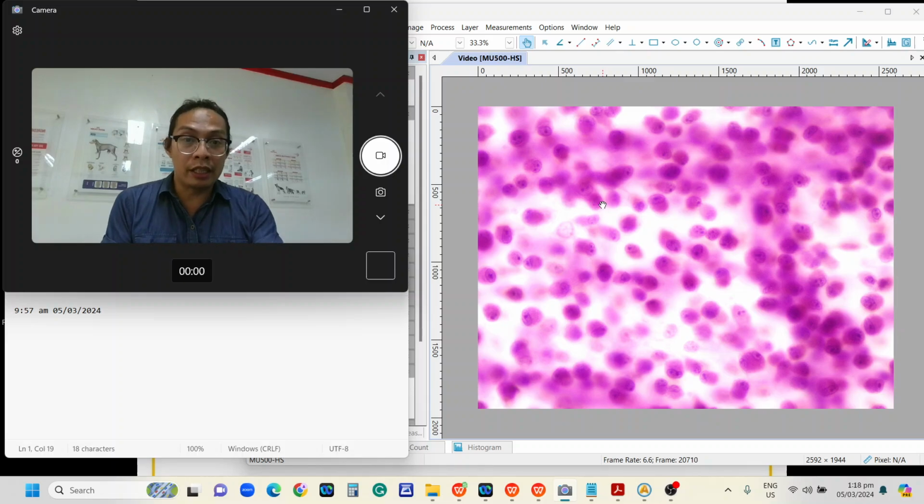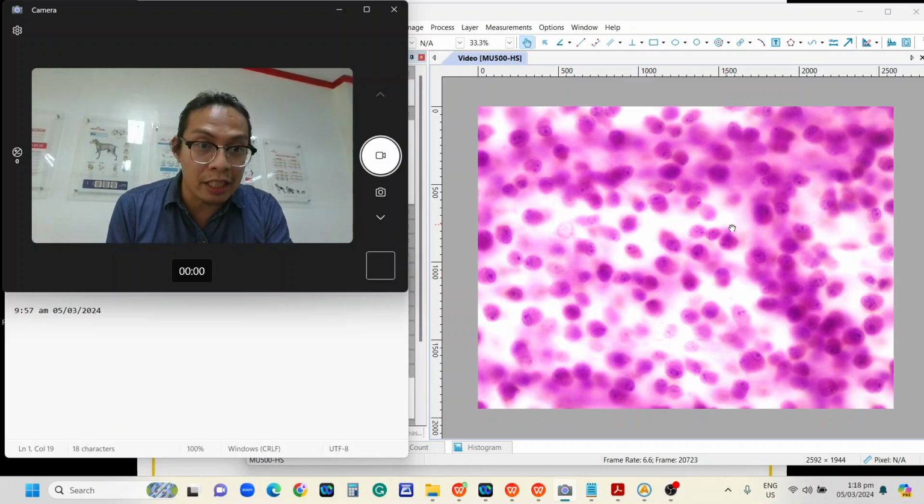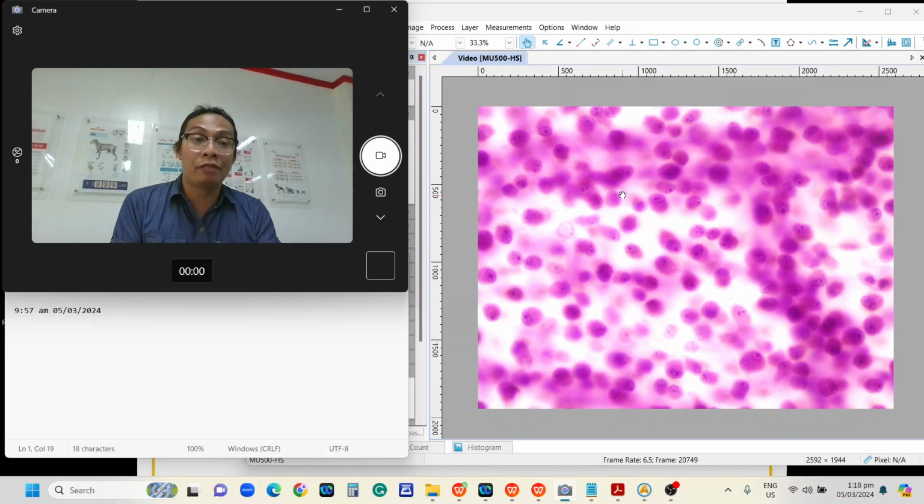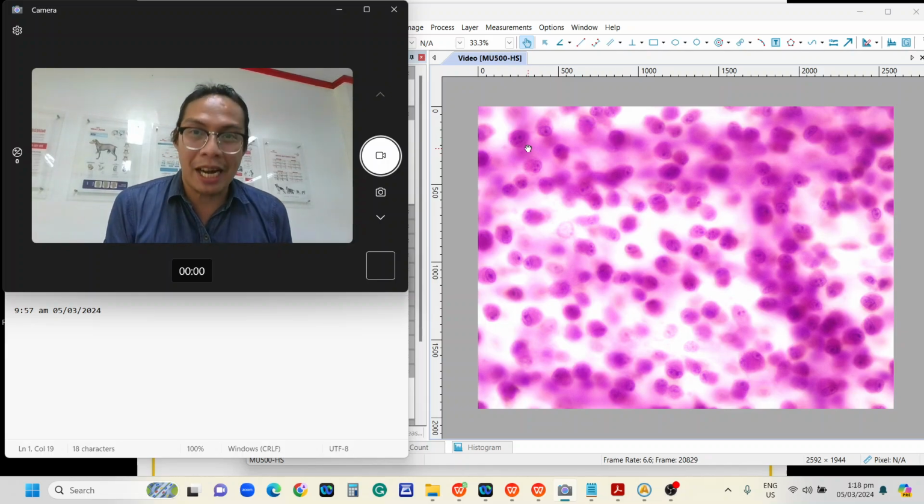Okay? Now, look at its spaces. May nakikita ba tayong fibers? Yun, may fiber doon, but very, very minimal. Okay? Yung intercellular substances natin nakikita, ang onte. Okay? So, primarily nakikita natin sa kanya ay mga cells.